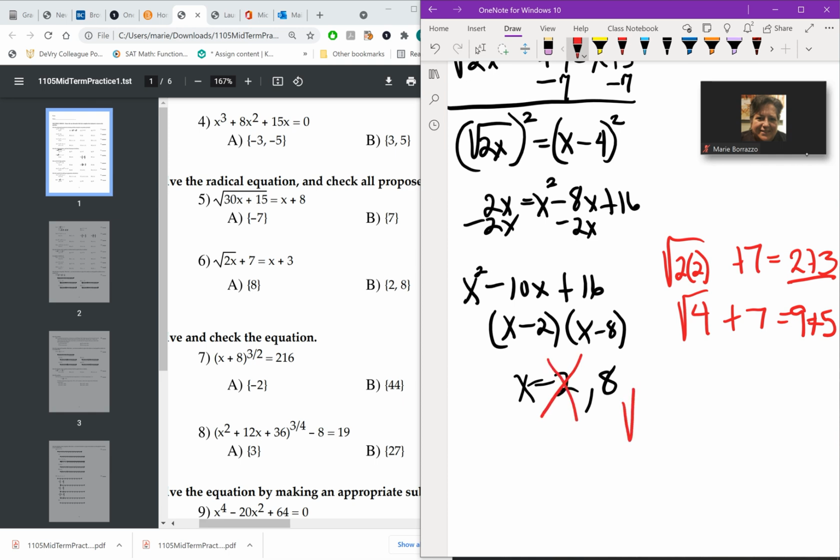If I check the 8, this is 2 times 8, which is 16. The square root of 16 is 4. So 4 plus 7, that's 11. That should equal 8 plus 3 when I substitute, which is also 11. So that's the answer. So number 6, your solution for this should be A for number 6.